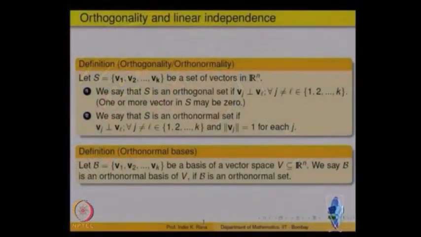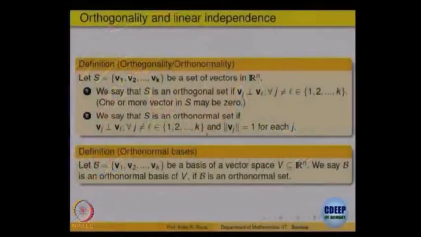So, let us now formally define what is an orthonormal basis. Given a set S = {V1, V2, ..., Vk} of vectors in Rn, we say that this forms an orthogonal set if Vj is perpendicular to Vl whenever j is not equal to l. Any two distinct ones are perpendicular to each other. One of the vectors may be 0, we are not saying all are non-zero; the 0 vector is perpendicular to everything.